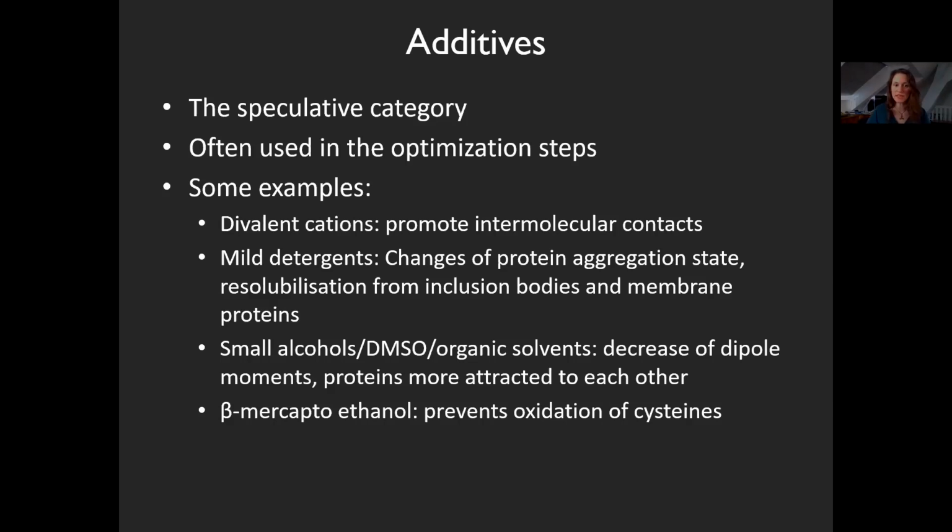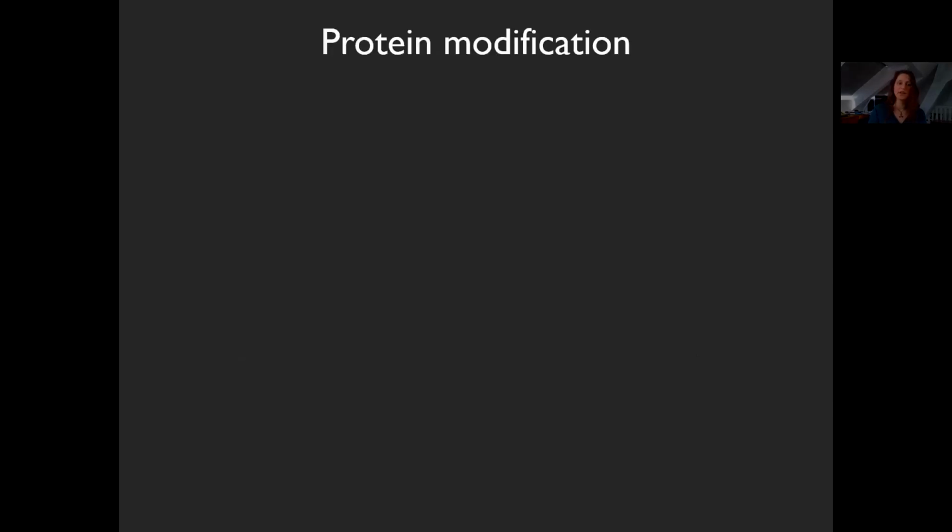Beta-mercaptoethanol prevents oxidization of cysteines, so it can help with your sulfur bridges. There's a lot of different additives out there. There are even some which can protect your protein a little bit from radiation damage.